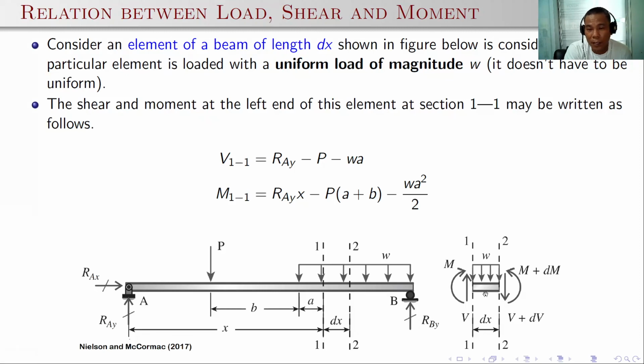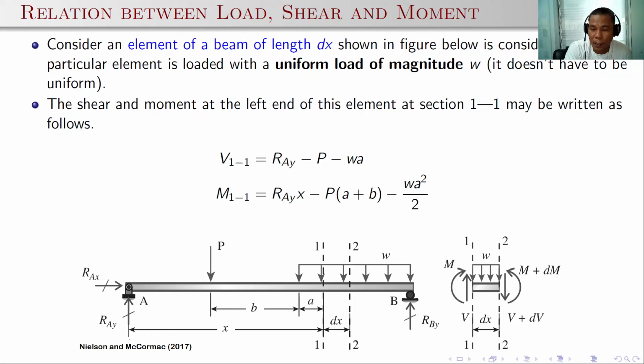So to determine the shear and moment at the left end of this element, that is at section 1-1, we can just directly compute the moment or the shear here. So we have the shear V here and the moment M, and on the other side of this element the shear is increased by dV and the moment is increased by dM.